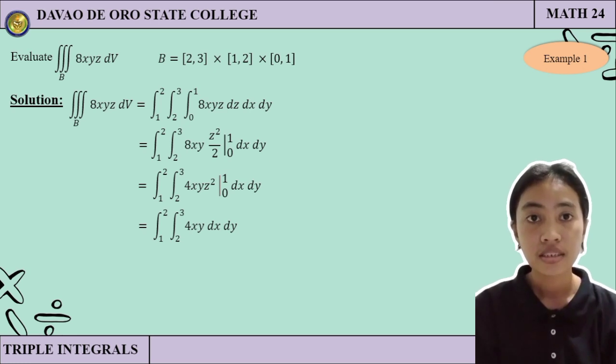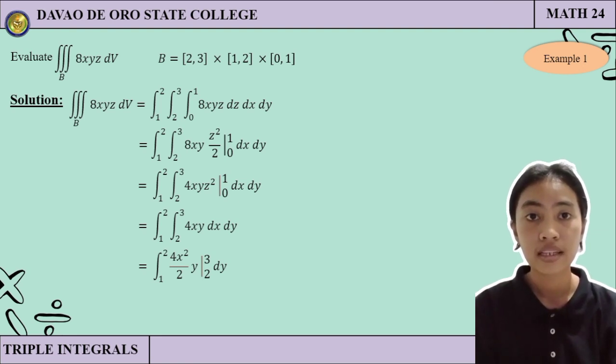Now next is, we are going to evaluate again the inside integral. So upon finding the antiderivative of 4xy with respect to x, this will result to 4x squared over 2 times y. So our new expression will become the integral from 1 to 2 of 4x squared over 2 times y evaluated from 2 to 3 dy.